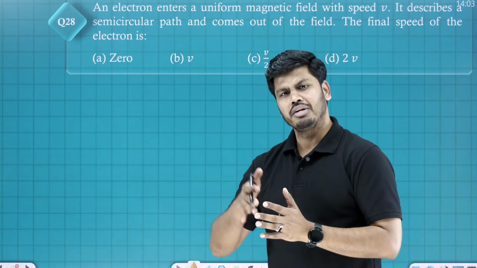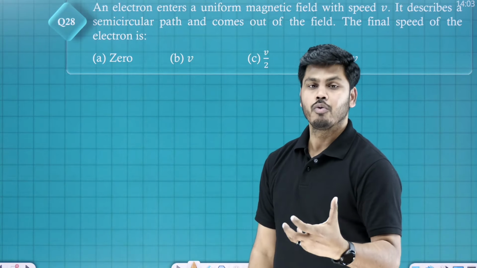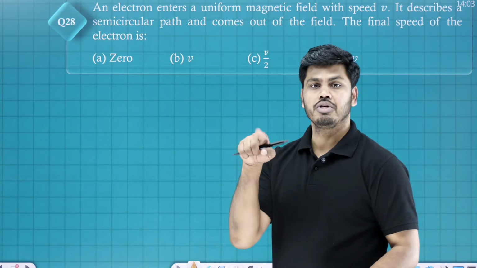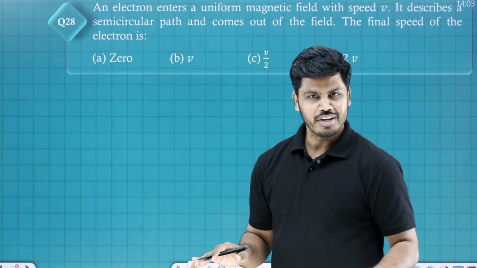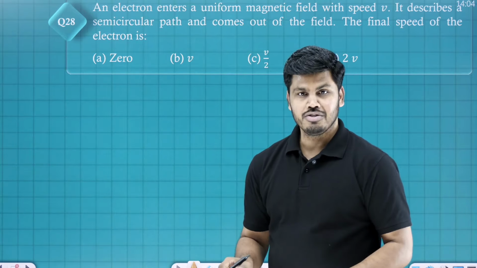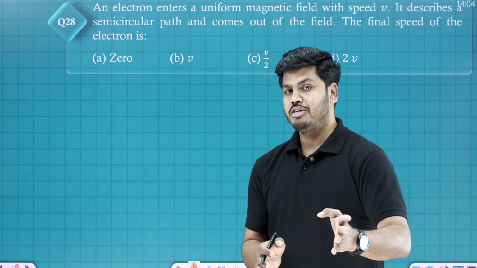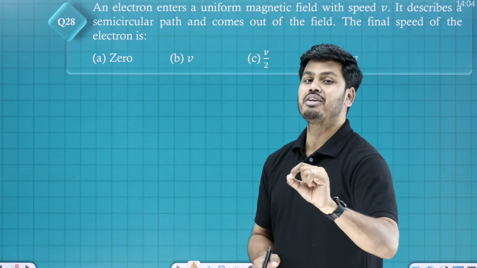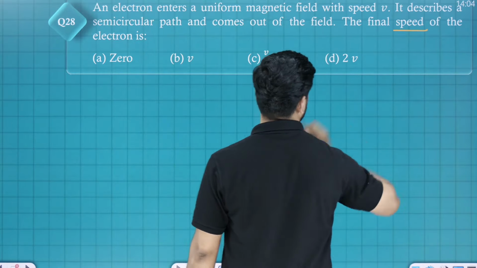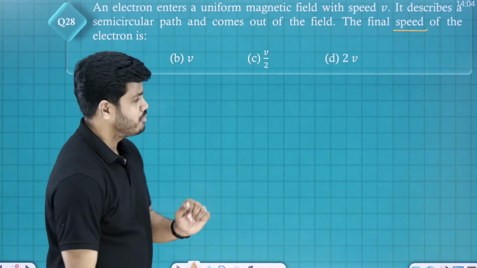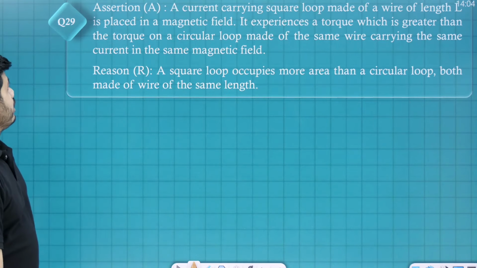We discussed a concept related to this before. See, work done by the magnetic force on a moving charge is always zero. If there is no work involved, we know there is no change in energy. If there is no change in energy, there is no change in speed, because kinetic energy remains the same, right? Velocity will change because there is a change in direction. Speed remains the same. See, look at the question. You're asked to find out what is the speed of the electron. Speed remains the same because there is no work done. So option B is the correct answer.